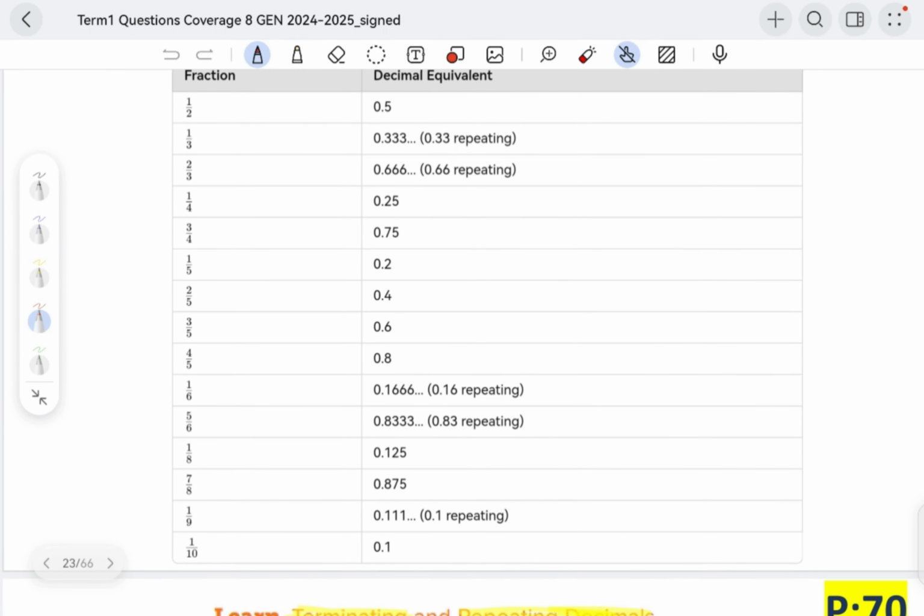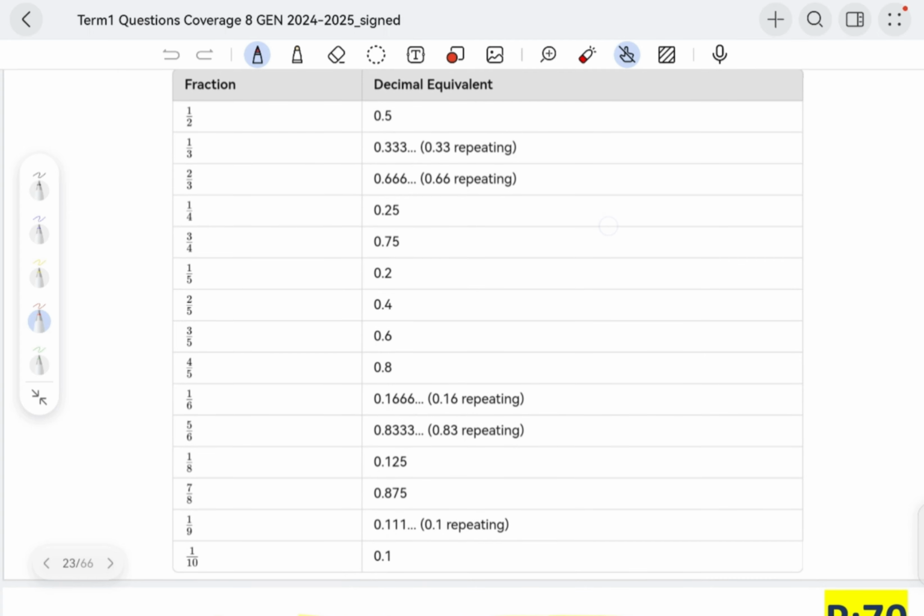Before we start, I want you to memorize these common fractions and their equivalent values in decimal form. We will be using them frequently throughout this chapter. Okay.